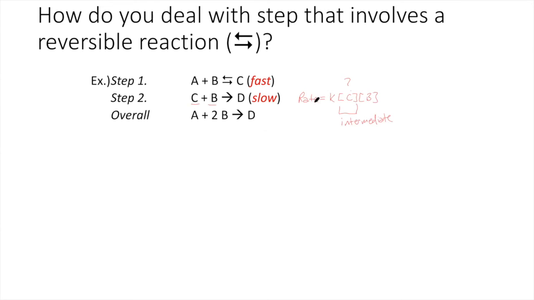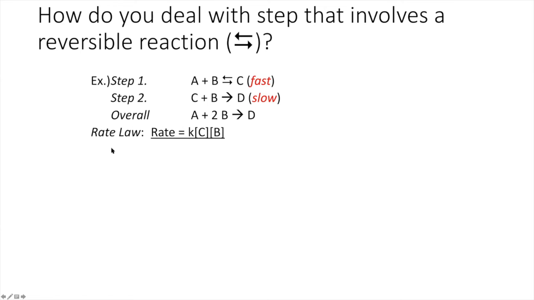And so if the rate is based on an intermediate, then you would never even know it, because you can't control the concentration of C. You can't double the concentration of C and see how it affects the rate, right? Or you won't even be able to observe it because it's produced in an early step and then consumed in a later step. It's an intermediate. So that's a real problem. So how do we deal with that? Let's talk about it.